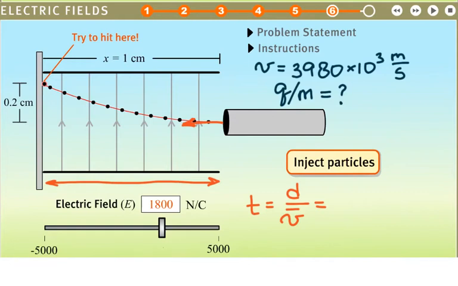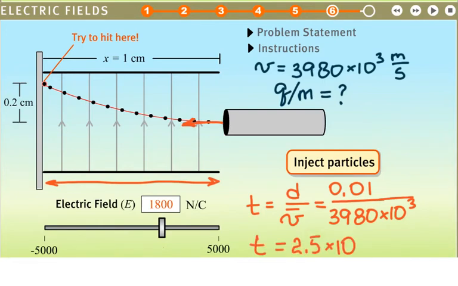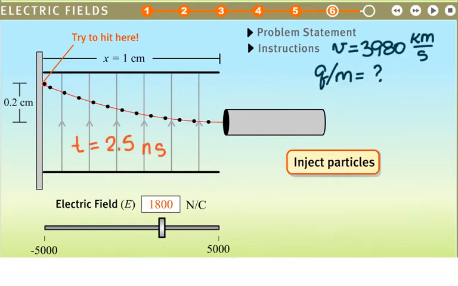I have the distance, which is 1 centimeter that it will be flying, so it's 0.01 meters. And the velocity is 3980 times 10 to the third because it was given in kilometers. So the time is equal to 2.5 times 10 to the negative 9 seconds, so it is 2.5 nanoseconds. So it will reach the screen in 2.5 nanoseconds. I found the time it's going to take for the charge to reach the screen.